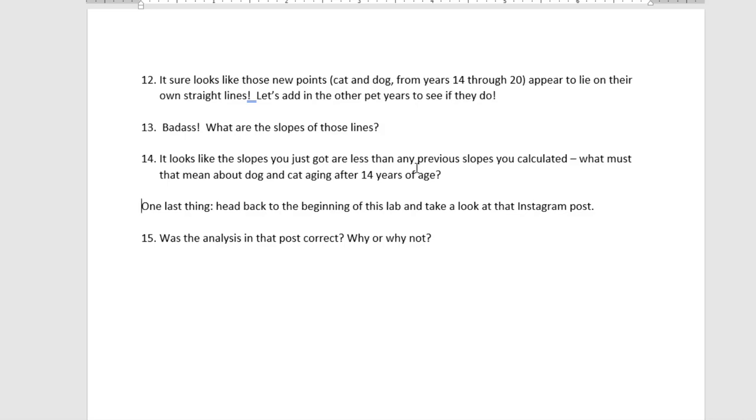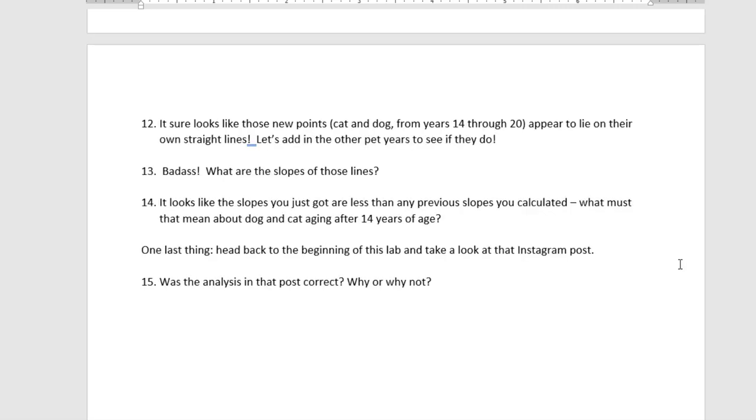It looks like the slopes you just got are less than any previous slopes you calculated. What must that mean about dog and cat aging after 14 years of age? I think it means they're still aging, but they're not aging as rapidly. As a matter of fact, they slow down pretty much throughout their lives. That first year, they pick up 15 equivalent cat years. Then it's 9, then it's 4, then it's 2 or 2.5. So they're aging, but they're aging more slowly.